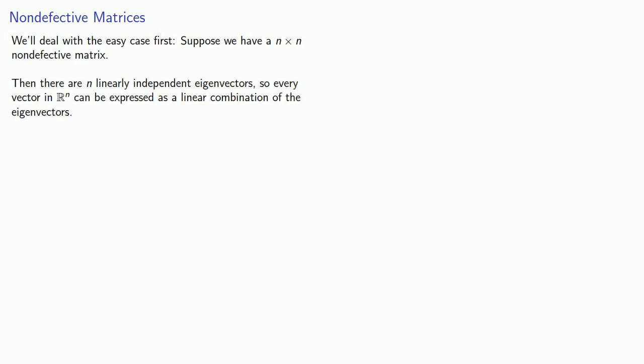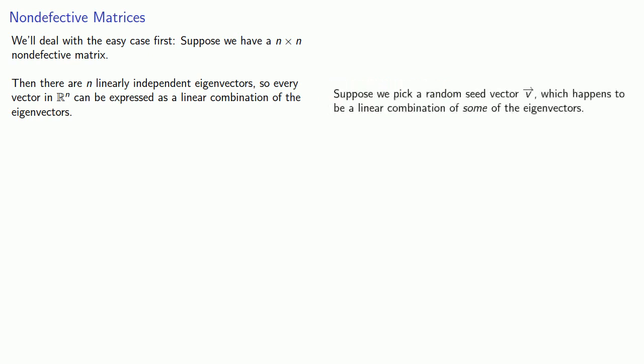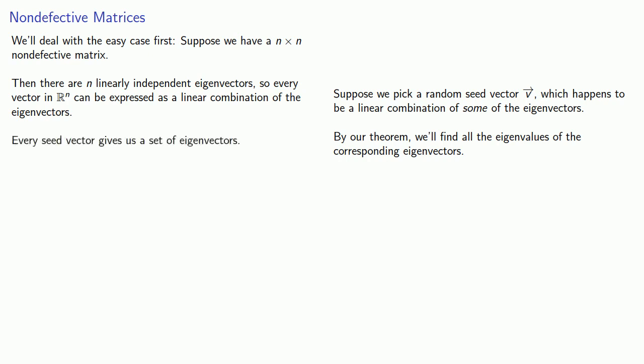So we'll deal with the easy case first. Suppose we have an n by n non-defective matrix. Then there are n linearly independent eigenvectors, so every vector in R^n can be expressed as a linear combination of the eigenvectors. So suppose we pick a random seed vector v, which happens to be a linear combination of some of the eigenvectors. By our theorem, we'll find all the eigenvalues of the corresponding eigenvectors. And so every seed vector gives us a set of eigenvectors.